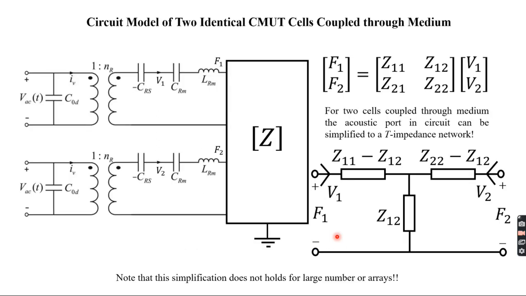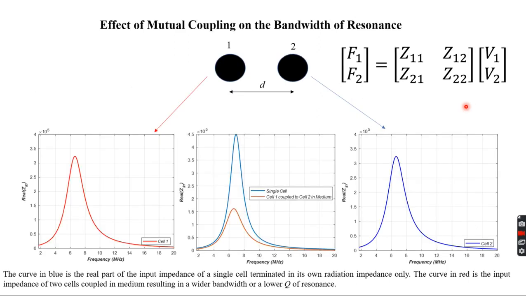I'll just explain this phenomenon, what effect it has on the bandwidth of CMUT. So let's start with two cells, whose acoustic ports you can see are coupled through the impedance matrix. And according to reciprocity, how cell 1 is affected by cell 2 is the same as how cell 2 is affected by cell 1. Okay, so that's a symmetric matrix. So Z12 and Z21 are similar, and the on-diagonal elements are the coupling impedance of these individual cells to the medium.